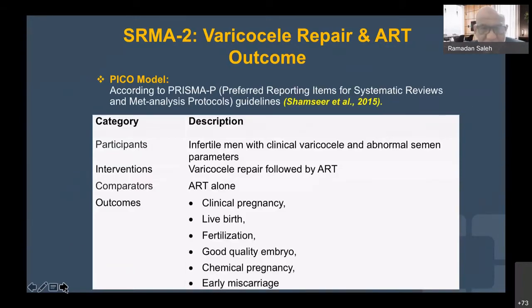And this is a PICO model for the second systematic review, and our participants will be infertile men with clinical varicocele and abnormal semen parameters. The intervention should be varicocele repair followed by ART in the intervention group, and the control, as I just said, will be infertile men with varicocele who proceed without varicocele repair directly to assisted reproduction. And I just mentioned the outcome measures, the main and additional outcome measures. Next, please.